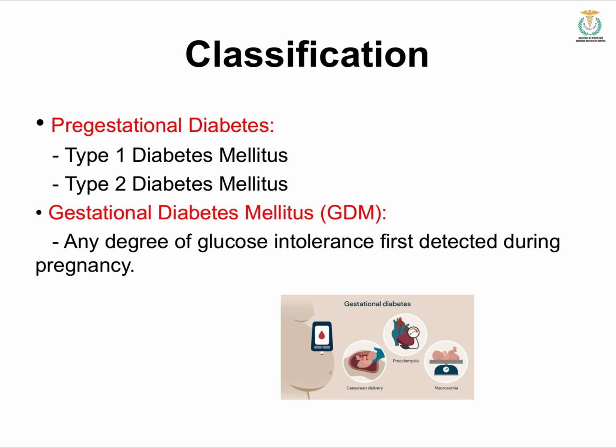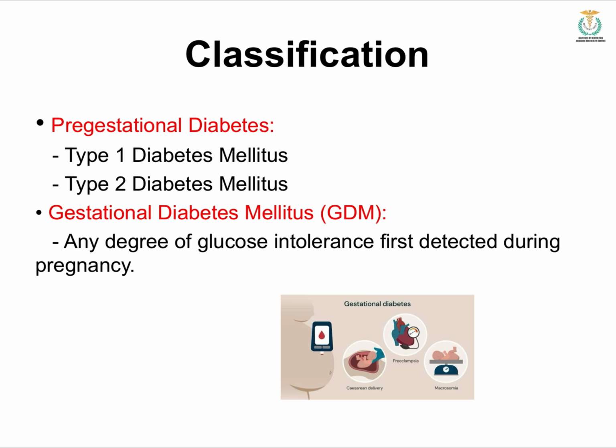We classify diabetes in pregnancy into two broad groups. First one, pre-gestational diabetes. That means the woman was already diabetic before pregnancy. It could be type 1, that is insulin dependent, or type 2 diabetes mellitus, which is the insulin resistance type. Second is gestational diabetes mellitus, GDM, which is a glucose intolerance first detected during the pregnancy. Any degree of glucose intolerance first detected during the pregnancy is called gestational diabetes mellitus. Sometimes we can't be sure whether it's truly new or just previously undiagnosed.